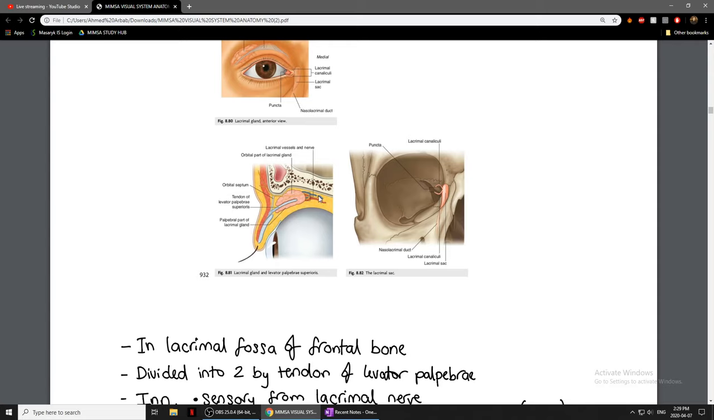So we said that the levator is the main muscle that is responsible for opening and closing of the eyelid, and that muscle comes from way back here, and its tendon comes out here, and it inserts into the tarsal plate right here. But while doing so, it actually divides the lacrimal gland, which is in the same area, into these two parts, palpebral and orbital.